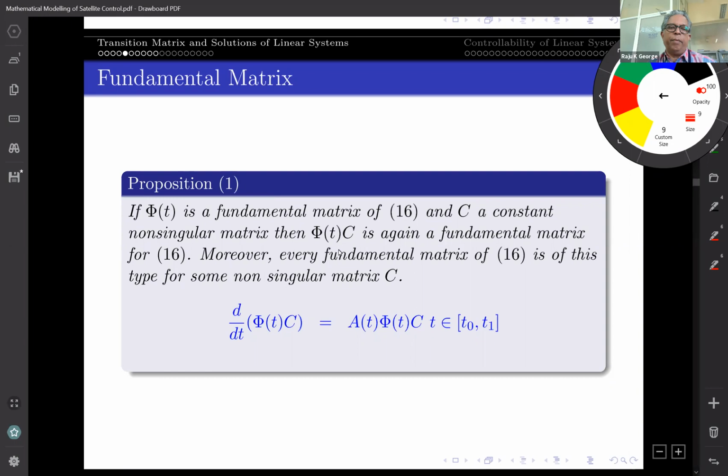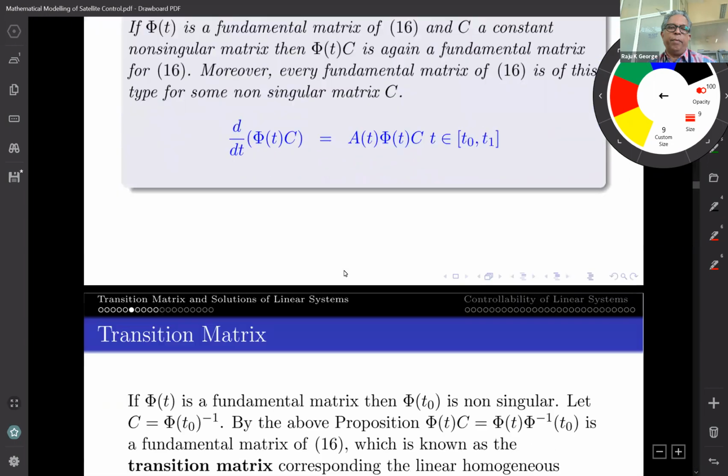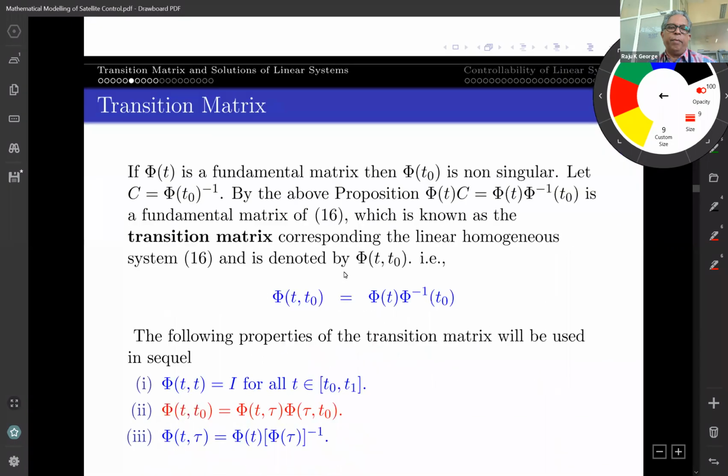Okay, so the proof explanation, I'm not going into it. And now I come to the definition of a transition matrix. If phi t is a fundamental matrix solution of the linear system, and I evaluate that matrix, because that matrix consists of all the solutions, at any point t0, then that's going to be a constant n by n matrix.